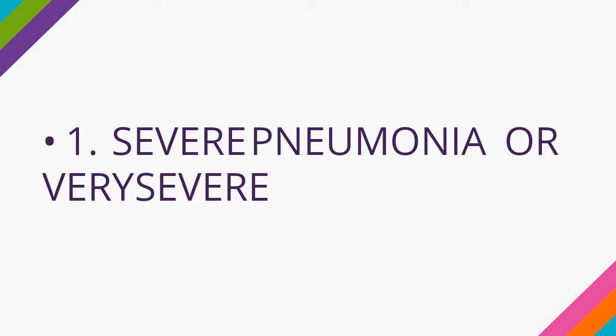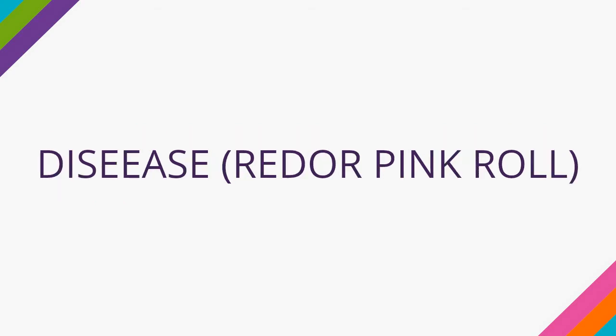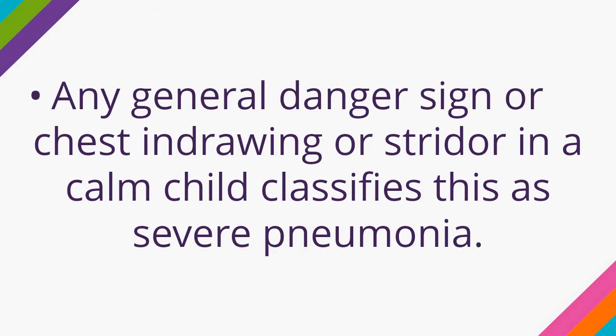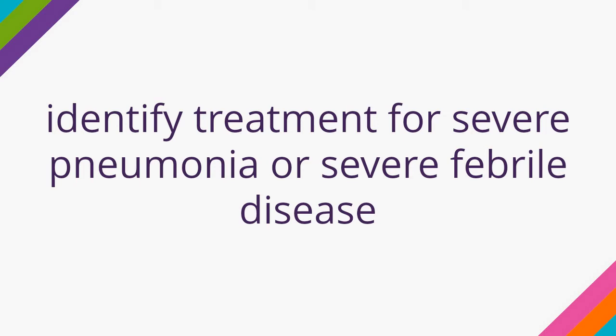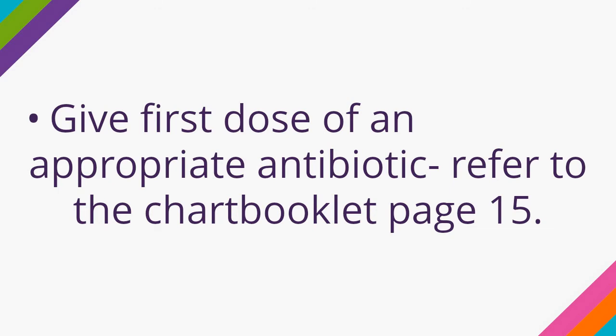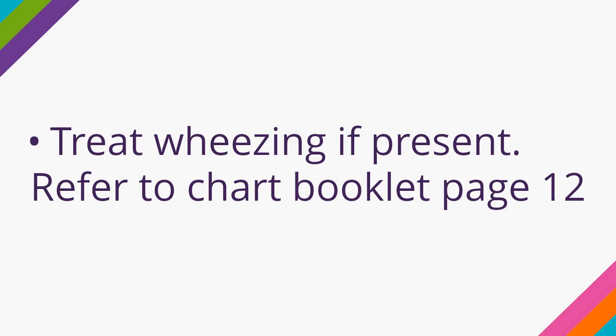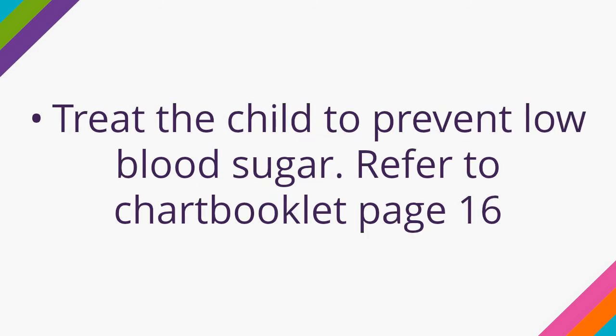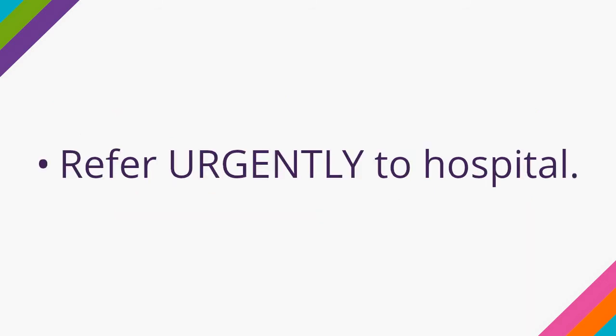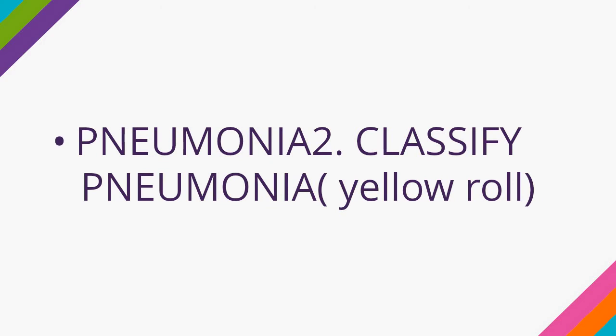The next step is to identify treatment for severe pneumonia or severe febrile disease. You can give the first dose of an appropriate antibiotic, and to do this you can refer to the chart booklet. Treat wheezing if present; you can refer to the chart booklet. Then treat the child to prevent low blood sugar; this information is also in the chart booklet. Then, because there is presence of a danger sign, you refer urgently to the hospital if you are at the health facility.